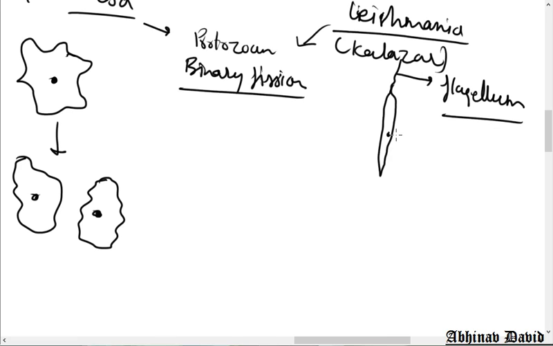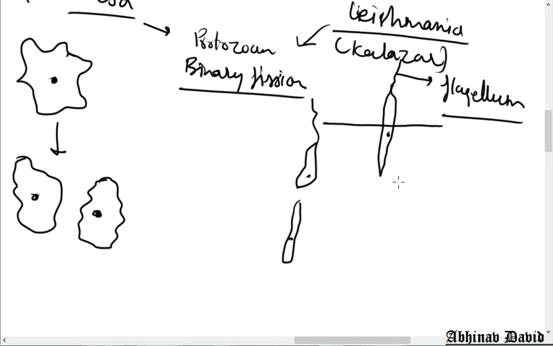Now if you divide leishmania from here, what will happen? One leishmania will get the flagellum. What about the lower one? Will it get the flagellum? No, it will not get the flagellum because the flagellum has not divided. So leishmania cannot divide through binary fission from any place. It has to divide through a particular place.